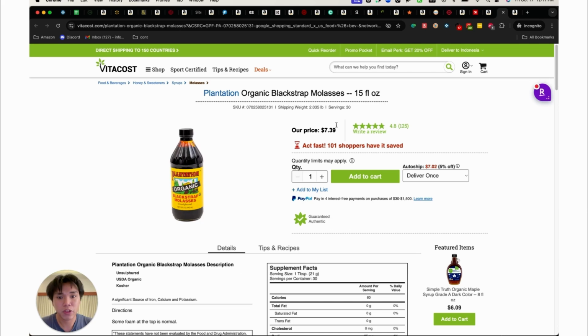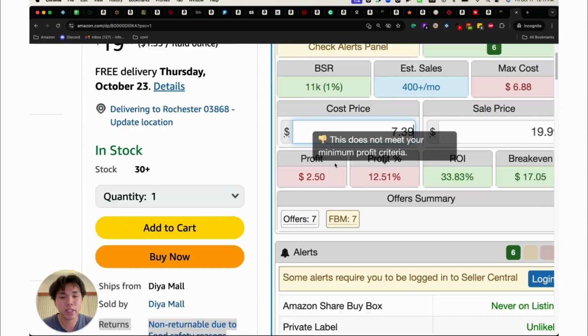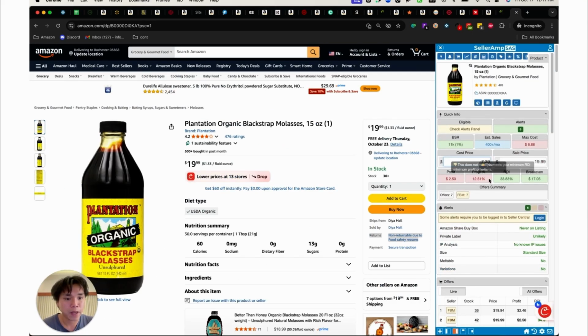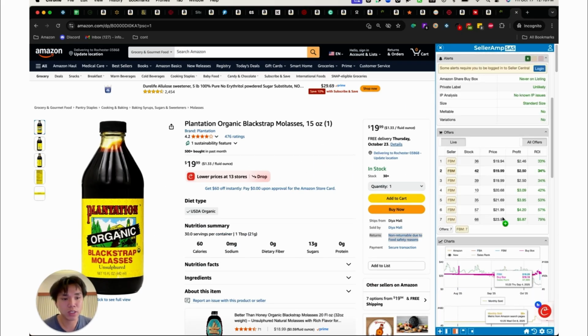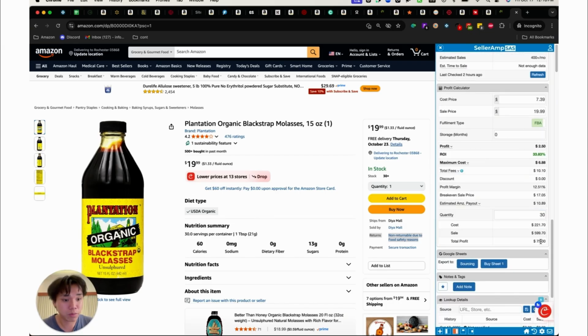If you plug in the $7.39, it's going to be a little bit high for the profit, but you're still relatively good. It is red here because we have our SellerApp set at $3 minimum profit, but a 12% profit margin and 33% ROI, especially on a grocery item, is still really, really good. And it's selling 400 times a month, right? So even if you buy like 20 or 30 of these, on SellerApp there's an option where you can put in the calculations. Let's just say 30, because you can make like $75 profit on just one product alone here.